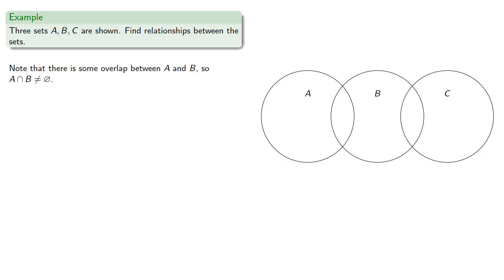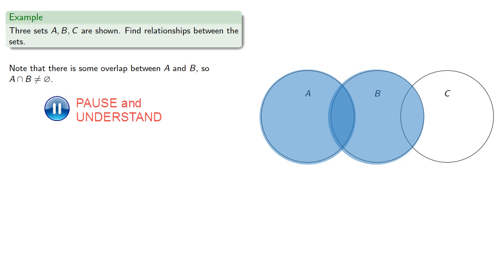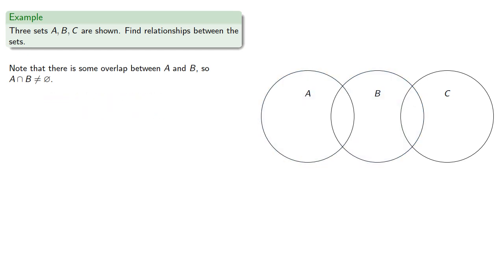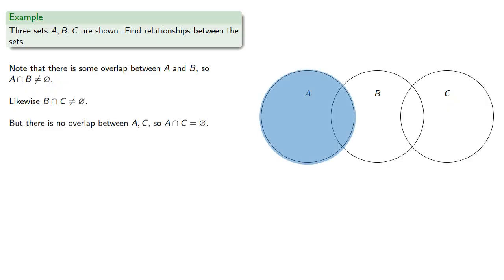So note that there is some overlap between A and B, so A intersect B is not the empty set. Likewise, B intersect C is not the empty set. But there's no overlap between A and C, so A intersect C is the empty set.